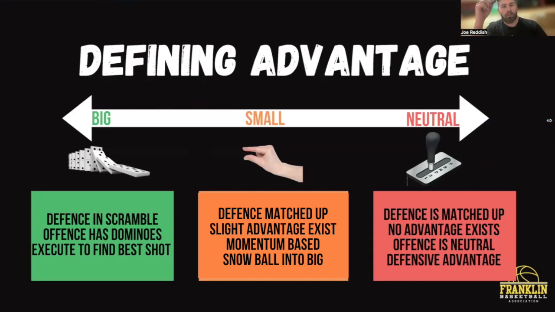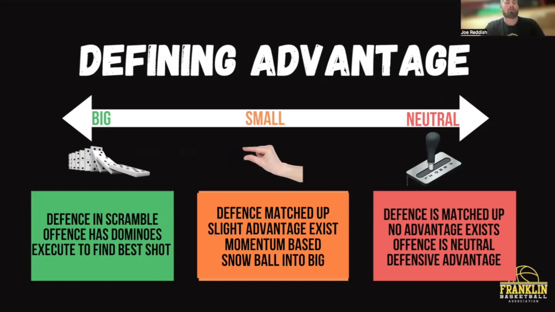If you look at the very end, big advantage. What is a big advantage in basketball? We're talking about offensive advantage. If a big advantage exists, the defense is in scramble, and the offense is in what we call dominoes. We can talk about that a little bit later. The offense is in domino situations, and from there, offense is just trying to execute to find the best shot possible.